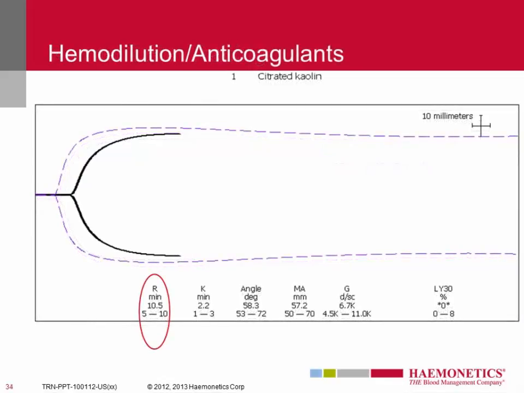Here we have a patient that is hemodiluted or on anticoagulants. His R time is 10.5. Otherwise, everything else is normal. So if this patient were bleeding, and I need to emphasize that, if this patient were bleeding, the appropriate therapy would be to address his thrombin production. So if he's on an anticoagulant, reverse it. Or if it's a trauma patient, you may want to give him some FFP.